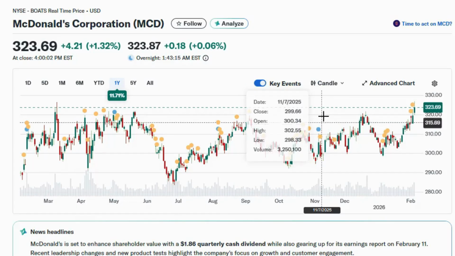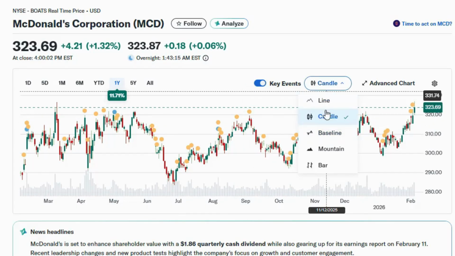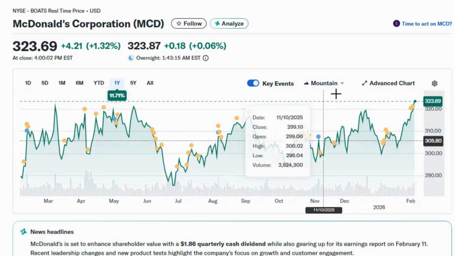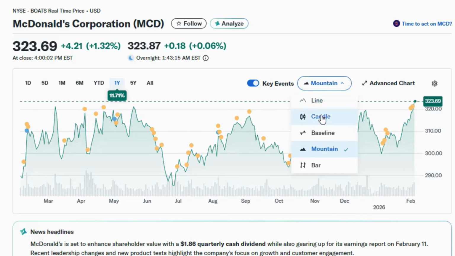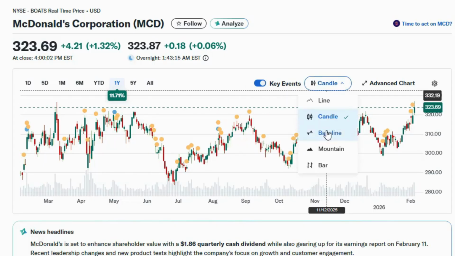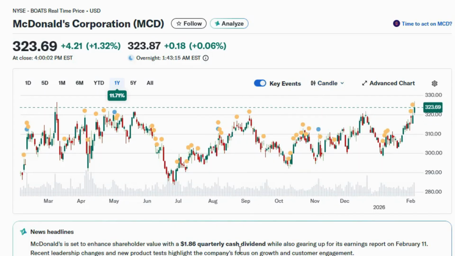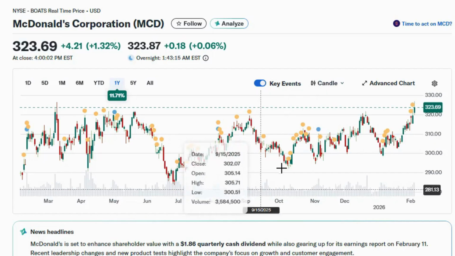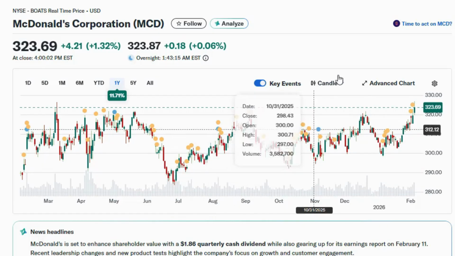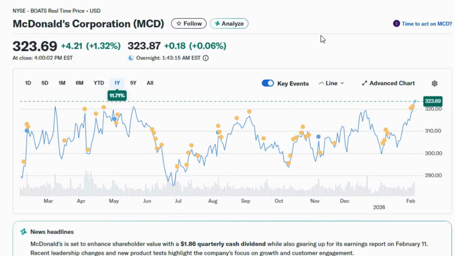The Mountain button controls the chart style. By default, Yahoo Finance shows what's called a mountain chart, which is essentially a line chart with the area underneath filled in. It's great for quickly seeing the overall direction of the stock during the day. If I click on Mountain, I can switch between different chart types, line, candlestick, baseline, or bar charts.